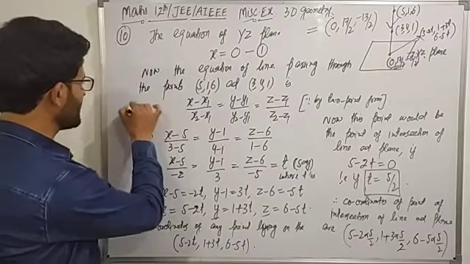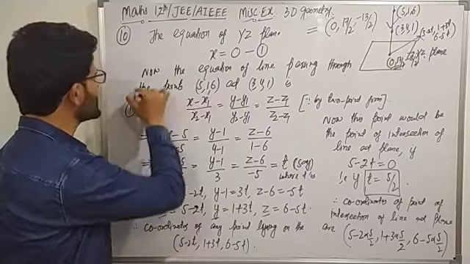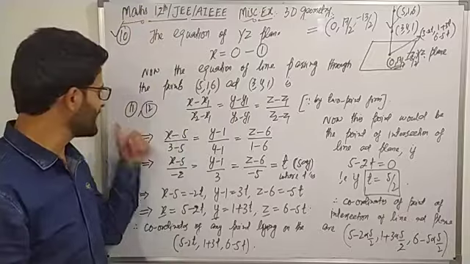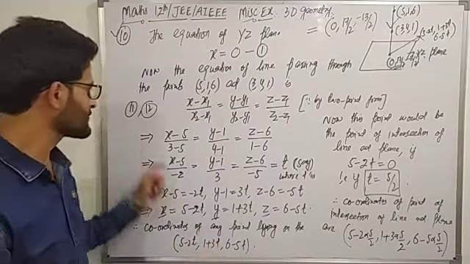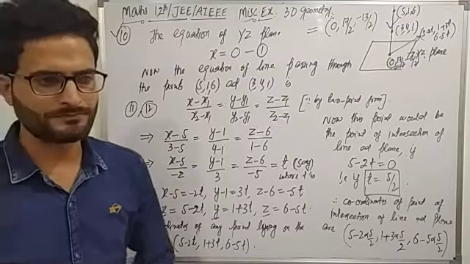Now question number 11 and question number 12 are just the mirror images of question number 10. You have to do 11 and 12 exactly in the same way, so you can do them by yourself. So 11 and 12 you will do yourself.